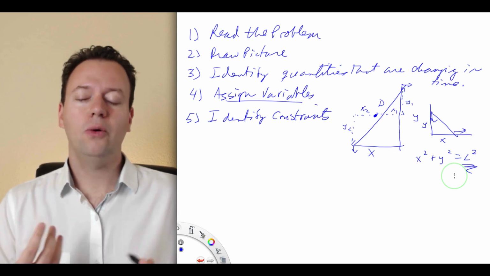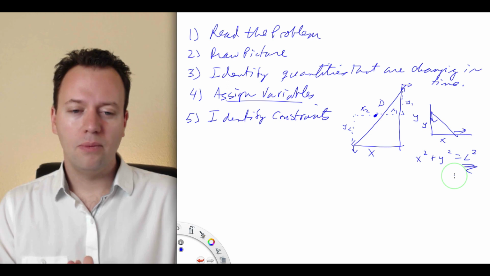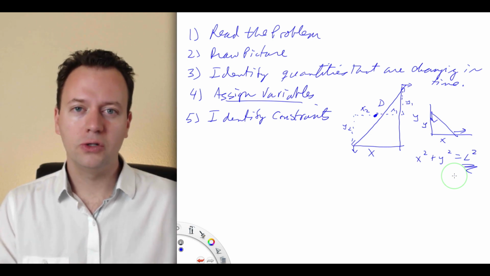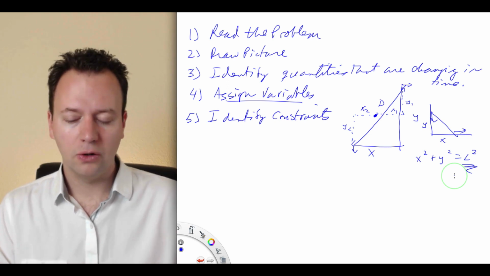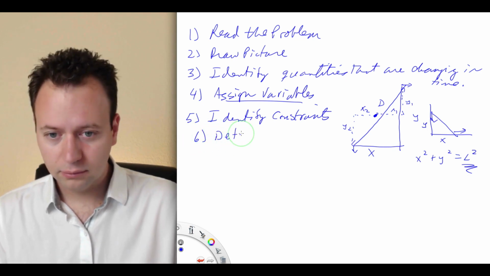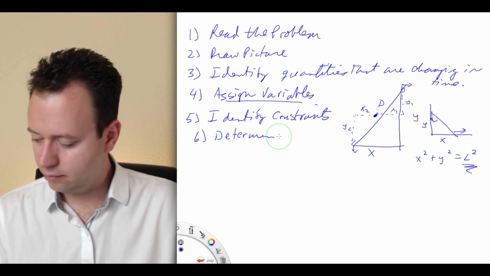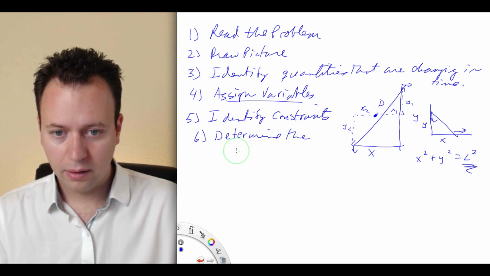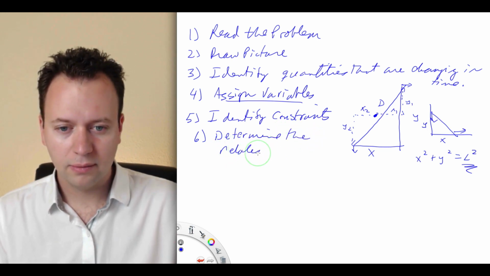So the constraint equation is going to be very important, because from that we're going to derive the related rates equation. So then step 6, determine the related rates equation.